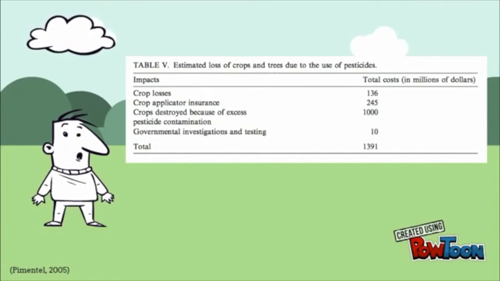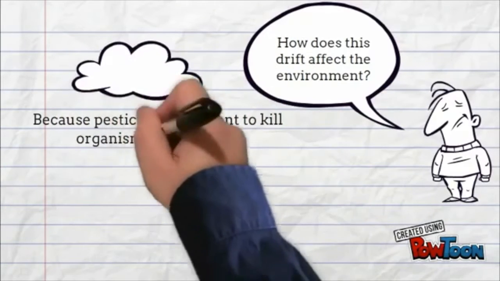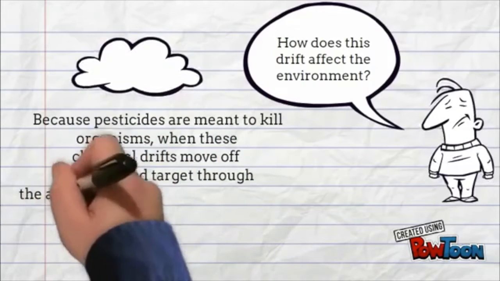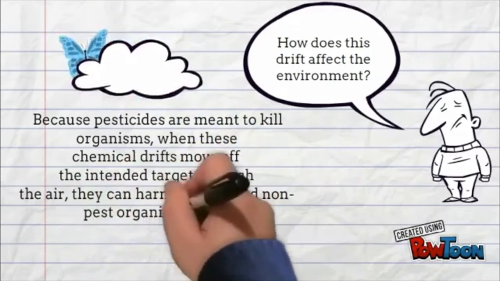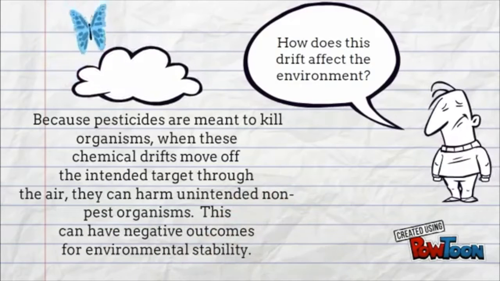Some unintended consequences begin when pesticides are used on initial application. In the United States, an estimated $1 billion worth of crops are destroyed because of excess pesticide contamination. If it is excessive in its application when it becomes airborne, what does that mean for people and the environment? Because pesticides are meant to kill organisms, when these chemicals move off the intended target through the air, they can still harm unintended, non-pest organisms. This can damage the ecosystem, particularly if a keystone species like pollinators or natural pest control organisms are affected.